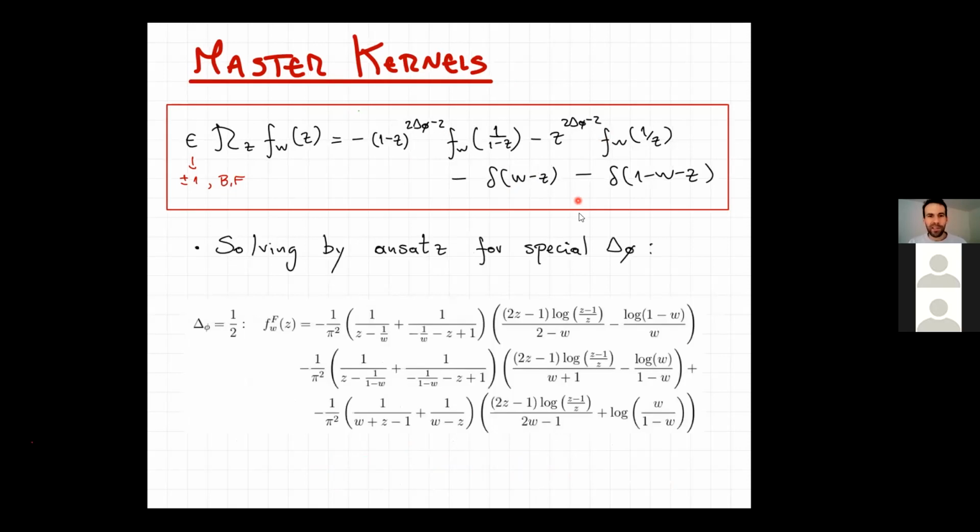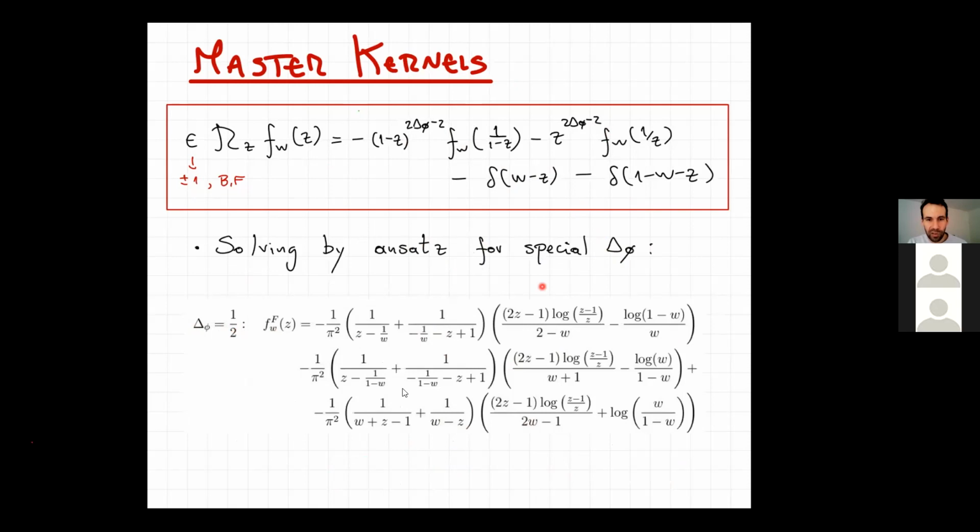So one way to solve it is just by an ansatz. So you just make an ansatz, and it works for special values of delta phi. Here's an example. When delta phi is 1/2, if we pick epsilon equals -1 here, so that we are constructing the fermionic master functional, here is an explicit expression. This thing satisfies this equation.